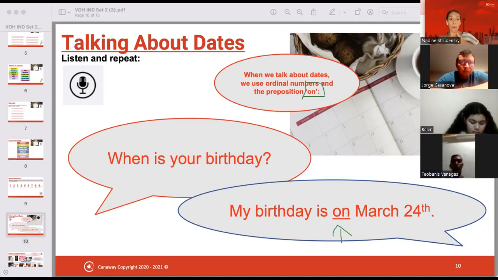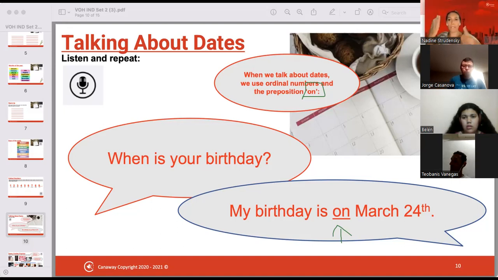So, vamos a repetir. Repetir es una palabra, ¿verdad? You know, guys, I speak French. Yo hablo francés también. So sometimes yo pienso que las palabras en francés son el mismo en español y a veces es la verdad, a veces no. Entonces, repetir no sé si es una palabra en español, pero sí en francés.